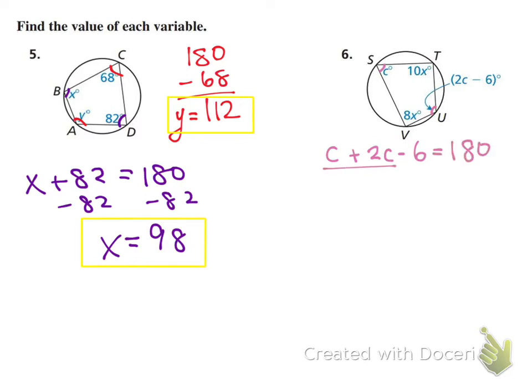Combine like terms. 2c plus 1c is... I'm just going to go ahead and add the 6 to both sides. So 3c equals 186. Divide by 3. Correct. 62.